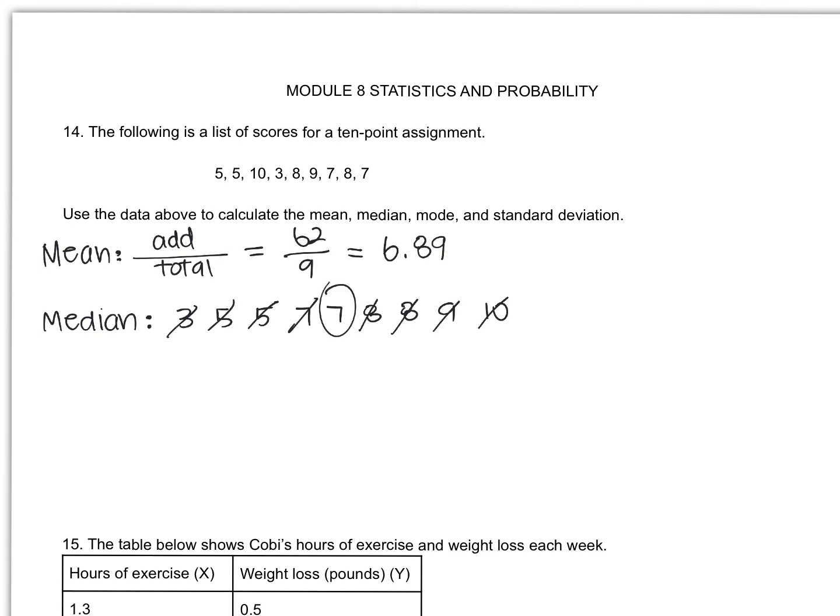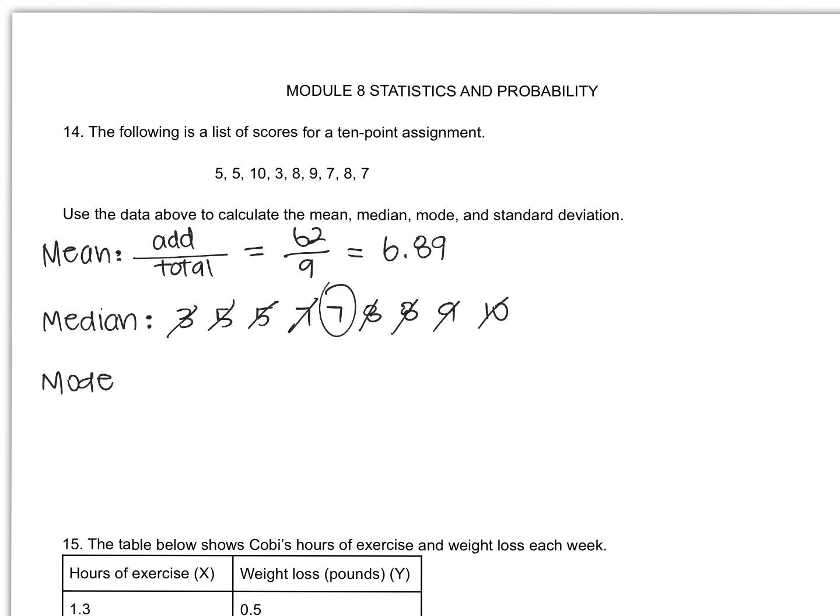Now if I'd had either one less number here or one more number, so if I had an even total number of values, I would have been left with two numbers in the middle. And the way I would have found the median is by adding those two numbers together and then dividing by 2.